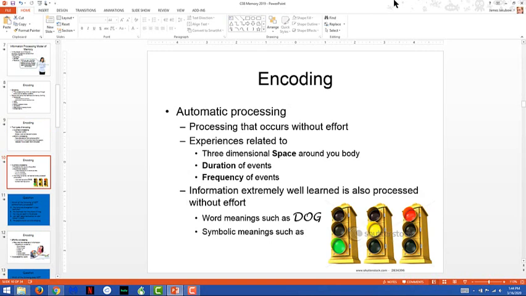Now, automatic processing. For information that occurs without effort, there are going to be three primary stimulus dimensions that form an automatic long-term memory. And those are space around your body, the duration of an event, and the frequency of an event. Space, duration, and frequency. Okay, and so that is basically space and time. And when you mix space and time together, you'll have an event that occurs at a particular time, and then you can derive from that the number of times the event occurs, which is now frequency.